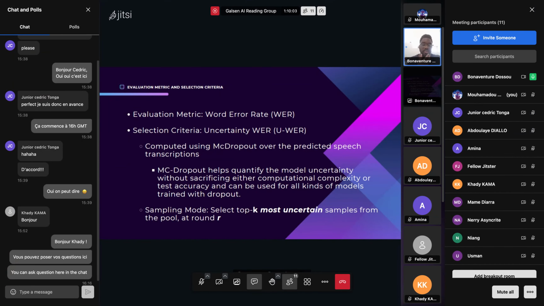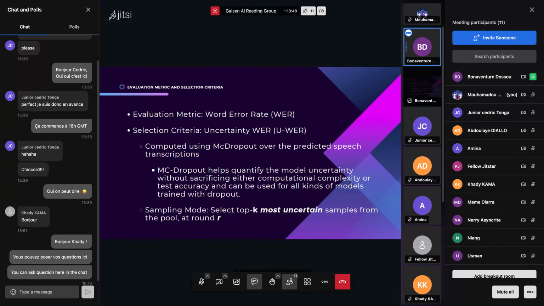The advantage here is that MC dropout actually helps quantify, as I was saying, the model uncertainty, but does not sacrifice the computational complexity or the test accuracy, and can be used in any type of model that is trained, and this is important, trained with dropout. That's why some models like Whisper are disqualified: Whisper Base doesn't have that dropout component. Only Whisper Large has it, but Whisper Large is a very big ASR model. So if computational resources are an issue, then you can't run Whisper with this approach.